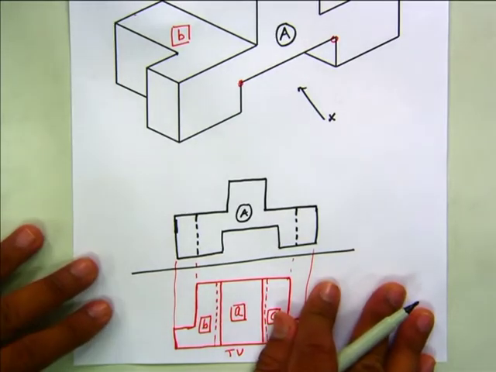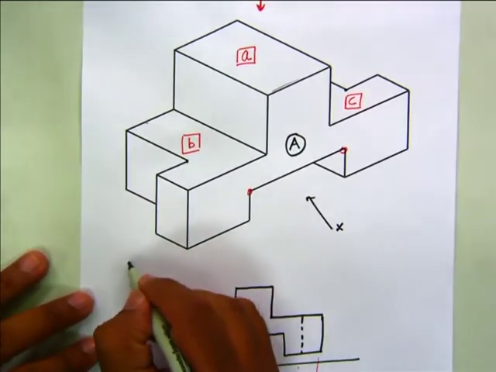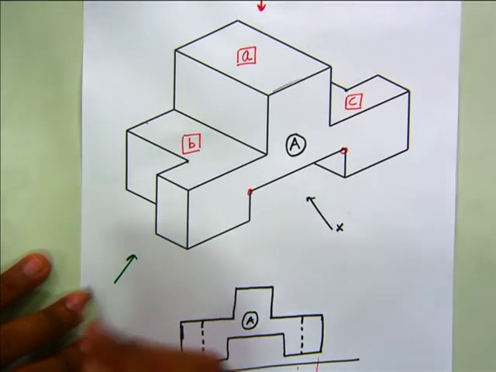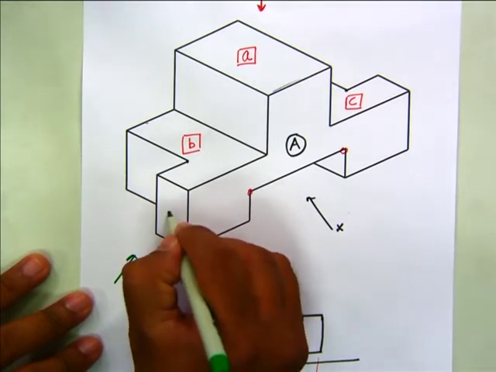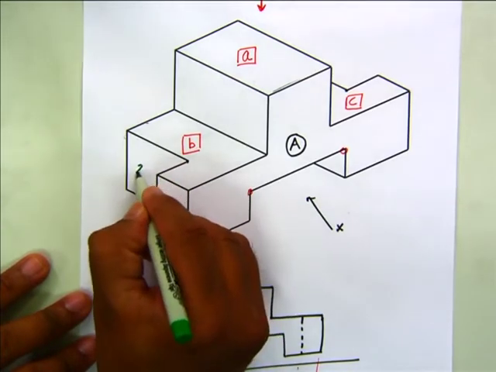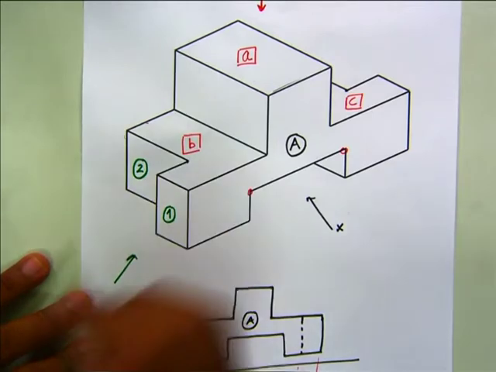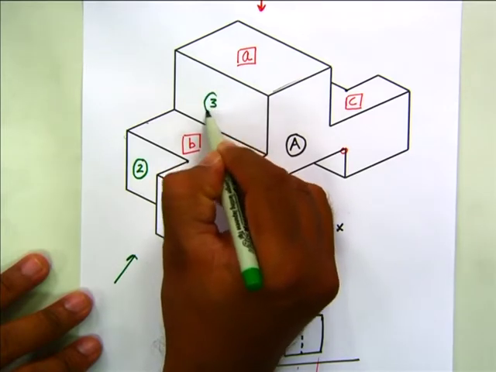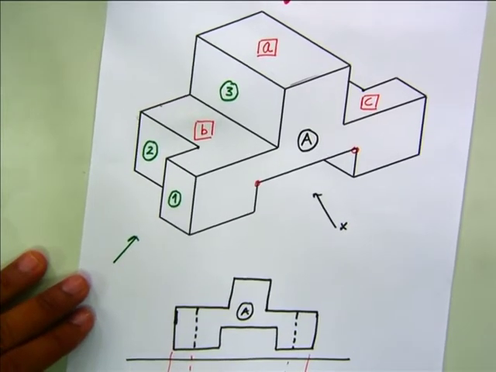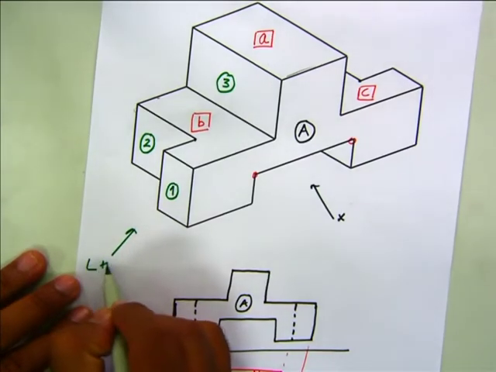Left hand side view. When you are viewing from this left hand side, you can see this face 1, then this face you can see 2, and this face you can see 3. These 1, 2 and 3 you can see. This is your left hand side view.